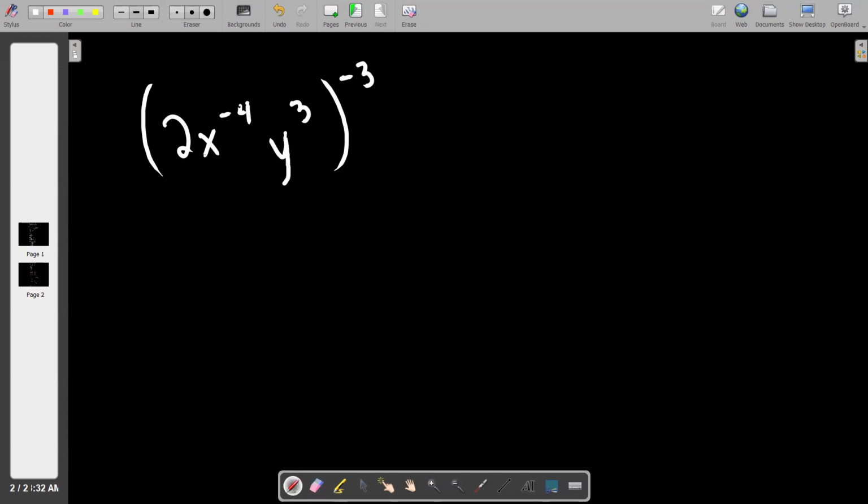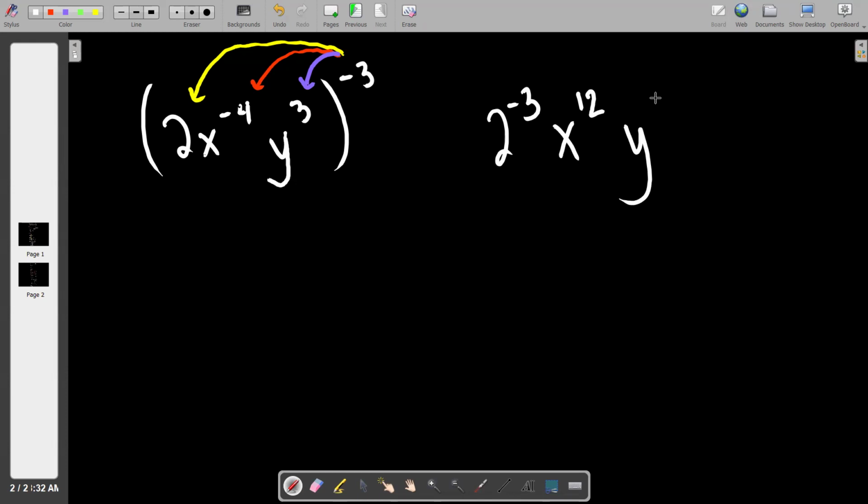So inside we have a 2 that says, I will receive your exponent of -3, and I will look like this. I would recommend just doing one thing at a time for now, okay? And then there's an x that says, I also will receive your exponent. What will x's new exponent be? +12. Very good. Remember, that's when we multiply the exponents together. And then follow the purple arrow. Y says, I'll take that exponent too. Give me some of that. What is y's exponent now? -9.